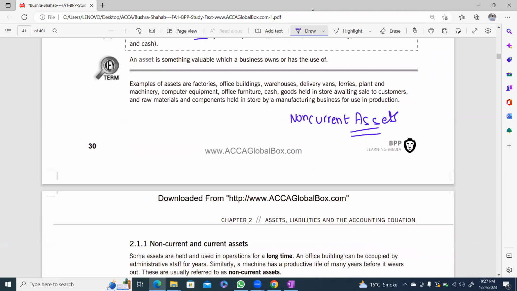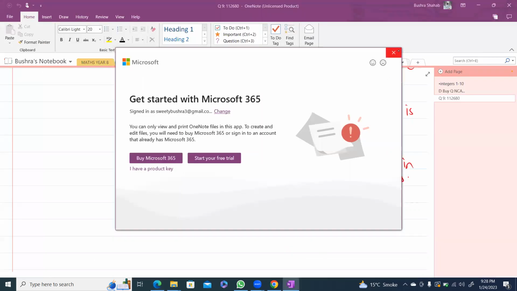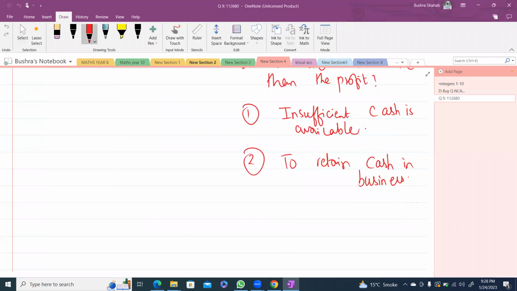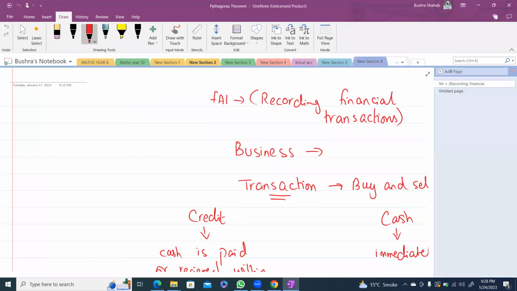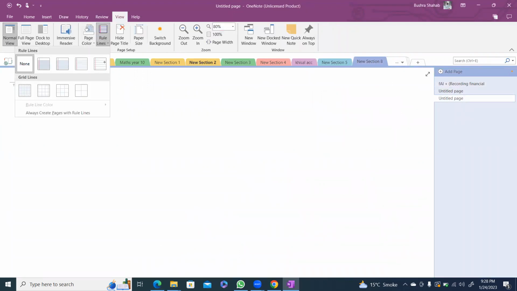Current assets are those assets that are short-term assets and can be used within a year. It can be receivables, I'll tell you what are receivables, bank, cash, and inventory. Do you know what is inventory? Those goods that are bought for resale purpose and are kept in the warehouse. It's stock.